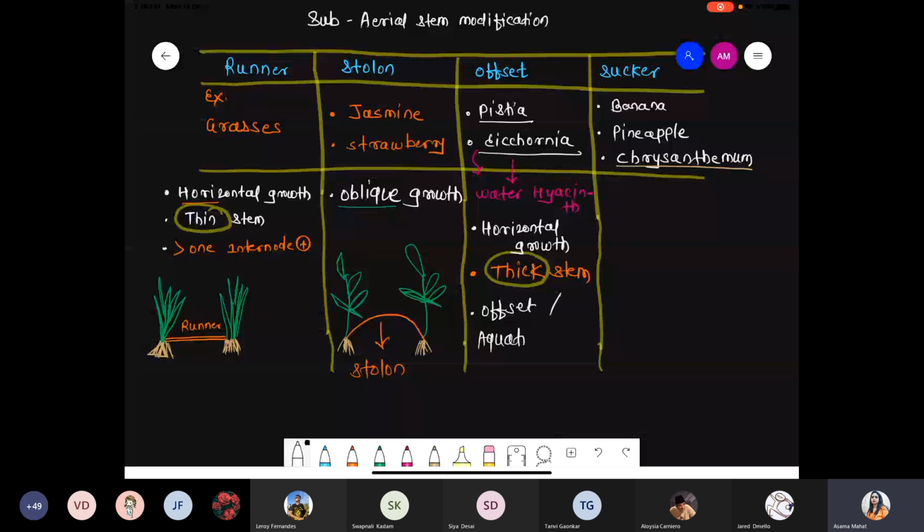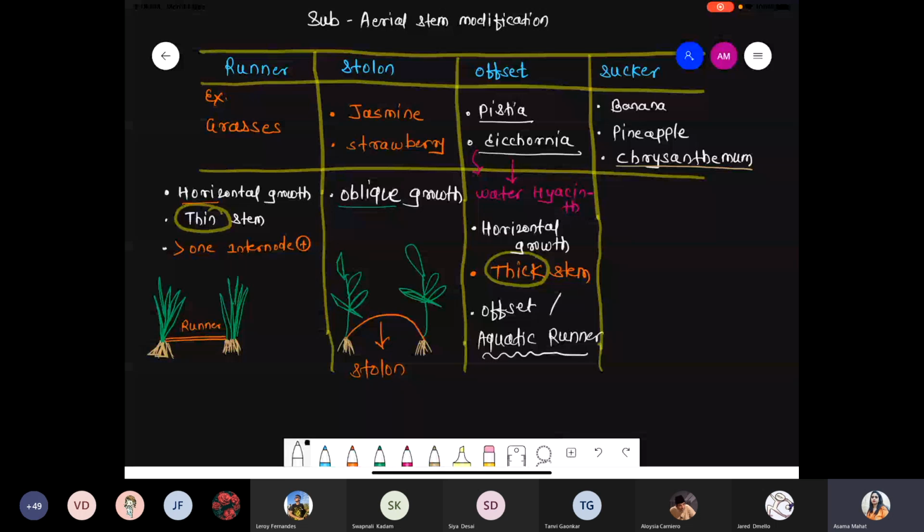And when you compare with the offset, it is also called the aquatic runner. Why aquatic runner? Because the characteristics are mostly similar and the growth pattern is similar, but the habitat is different. One is present in the terrestrial ecosystem, another is present in water. So the runner has a thin stem, while the offset has a thick stem.